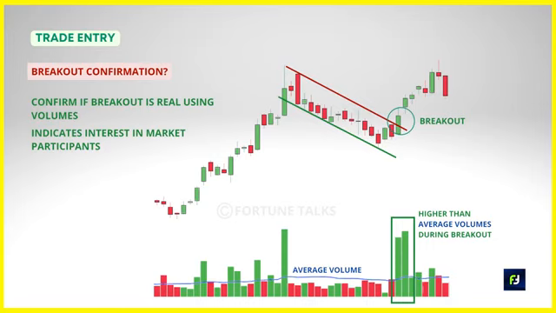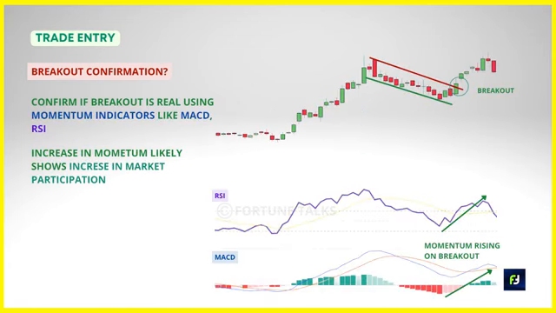So a higher than average volume can validate a breakout most of the time, as it shows the interest of the market participants. And low volume breakouts are most likely to fail. Using momentum indicators like MACD and RSI can also help you identify a true breakout. I have already made videos on all these topics, so if you want, you can check them out.